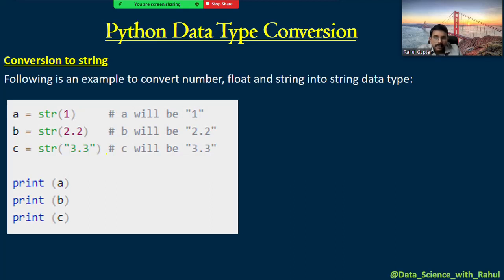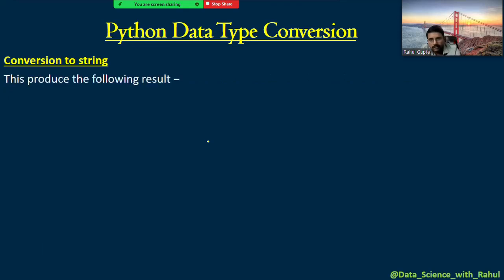Convert to string. Suppose I want to convert to string. What should I get? I should get a double quote like this. In the answer, you will not get a double quote, meaning this is a string. I cannot do further mathematical operations on this, on ABC. If I do 2.2, I will get it in quotes. 3.3, I will get in quotes. That is the meaning. So if I print, I should get this.